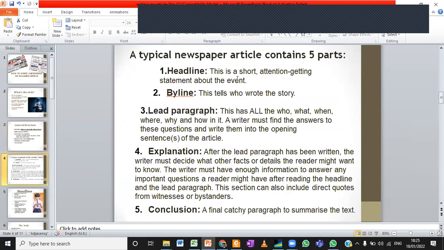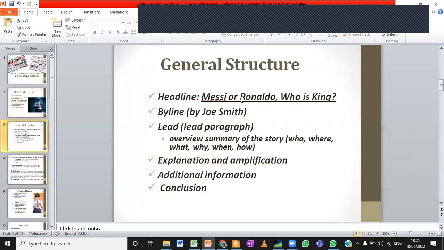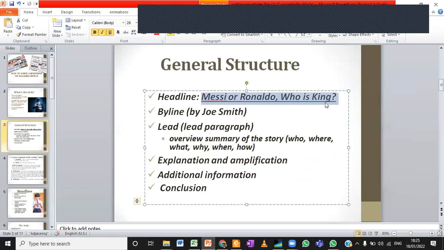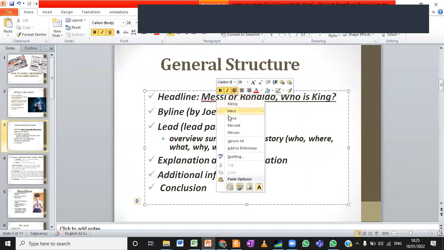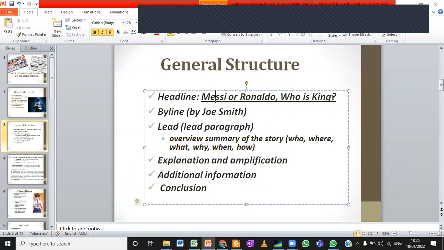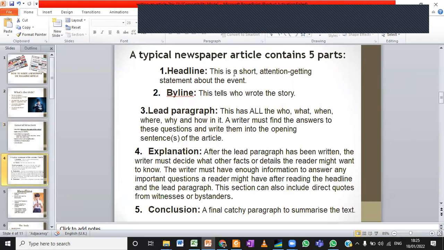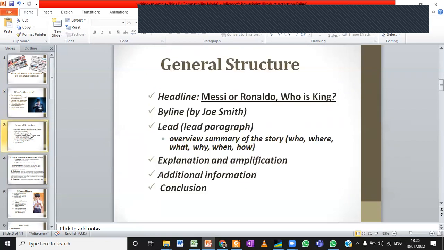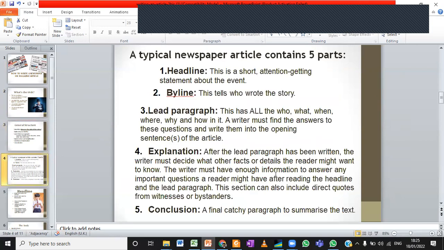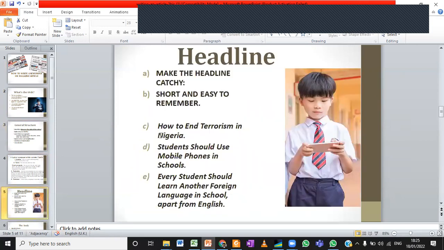Now, the headline must be attractive. Whoever sees this, a football fan that sees this, the person will want to know who the newspaper or the writer actually gave the king of football. Okay, so this is it. The headline, the byline tells the story. The lead paragraph, I just explained this. Explain everything, the 5 W's: who, when, what, why. Was the last one, who, where, what, why, and when. Okay, then you explain. Now, let's pick them one by one.